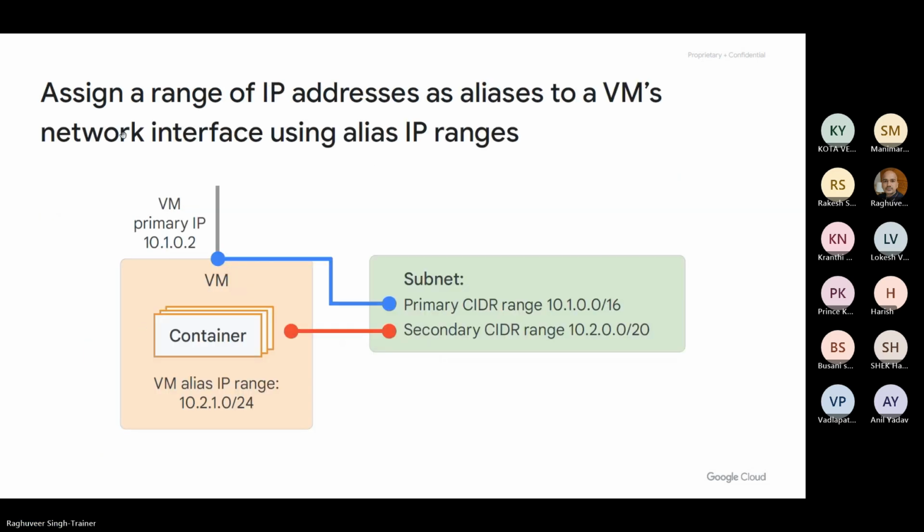Next is assign a range of IP addresses as aliases to a VM network interface using IP address alias. Now you can also have virtual machines with multiple IP addresses, or a virtual machine with multiple NICs and multiple IP addresses on the same NIC. That is also possible in Google. These days, we typically don't use these concepts because nowadays IP addresses are available. There is no cost for it. And we have services that can handle this.